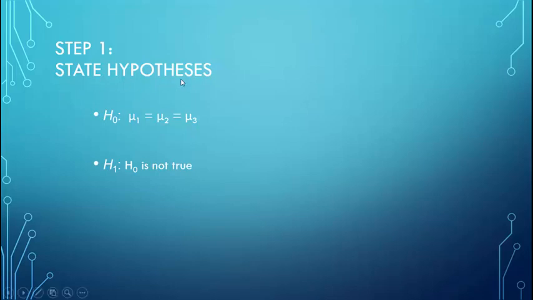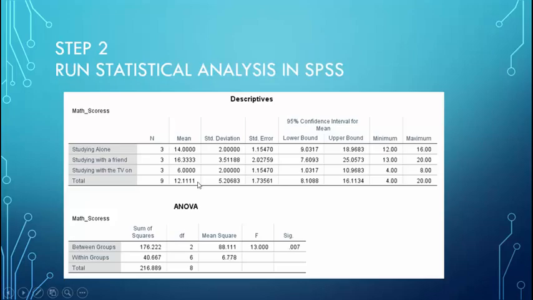Step 1, state the hypotheses. Hypotheses are always the same in ANOVA. The null is that mu1 is equal to mu2 is equal to mu3. The alternative is that the null hypothesis is not true. We'll run our statistical analysis in SPSS, and here are our means. Going into ANOVA, we have the same degrees of freedom, 2 and 6. Here's our mean square for between, 88.11. Mean square within, 6.78. Divide those would get you this F ratio of 13 and our significance of 0.007.